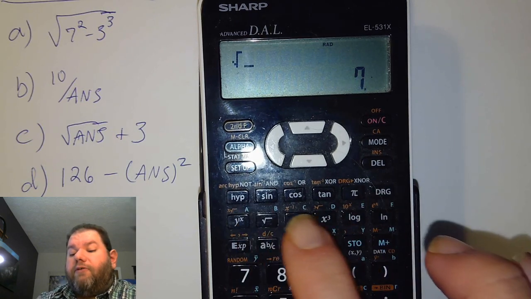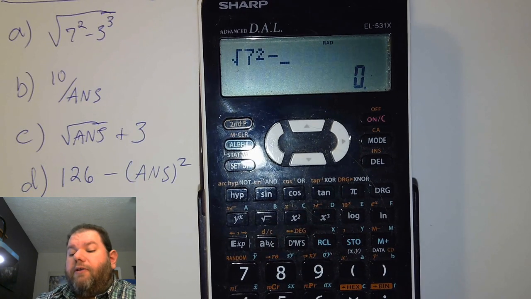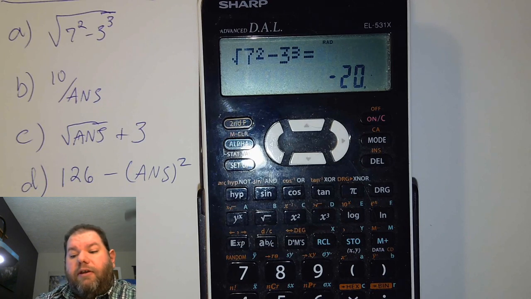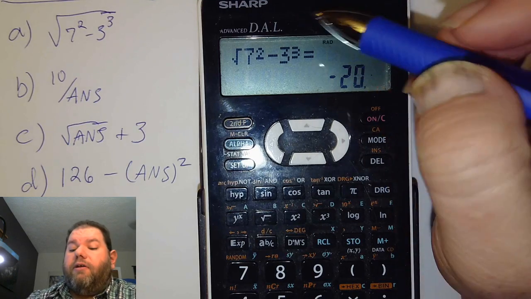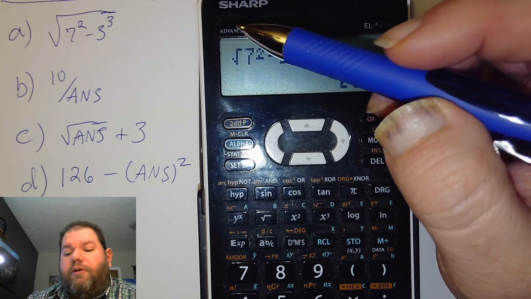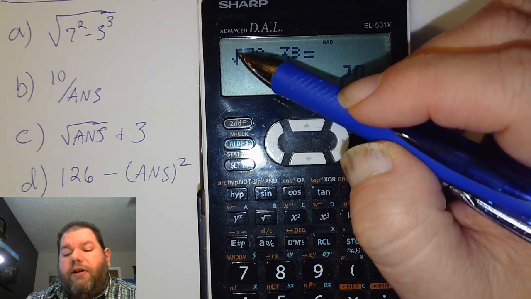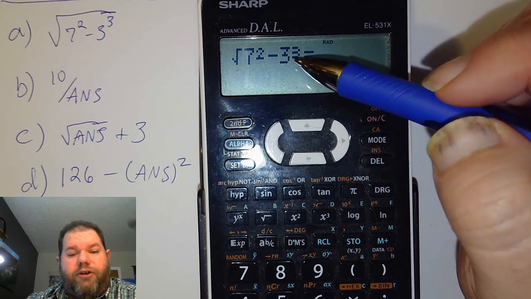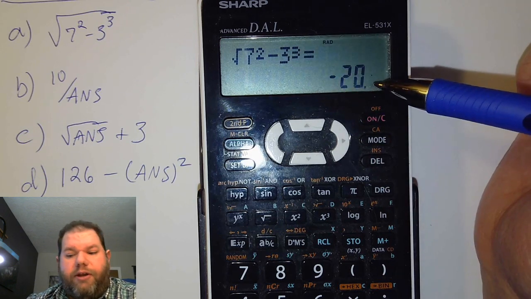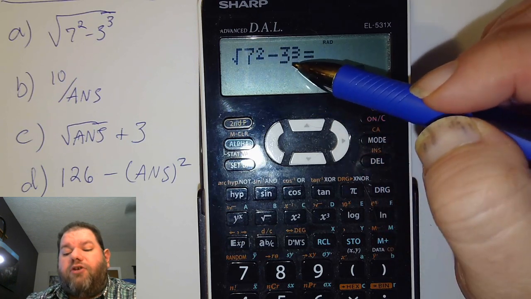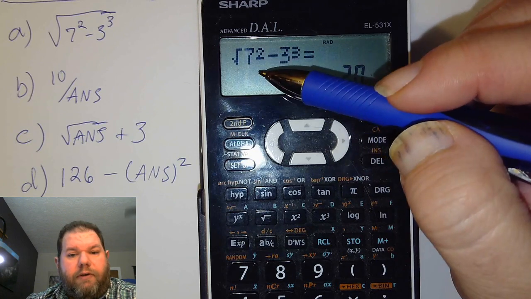If I do 7 squared minus 3 cubed, notice it did something different this time without the parentheses. I left out the parentheses, so the calculator thought I wanted it to take the square root of 7 squared, which is 7, and then subtract 3 cubed, 27, and it gives us negative 20. It only took the square root of the first part. It did the subtraction after the square root was resolved.